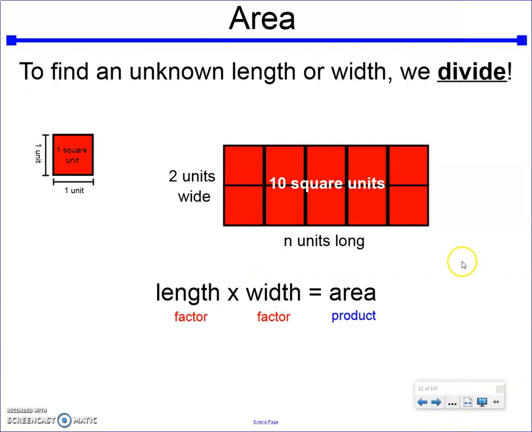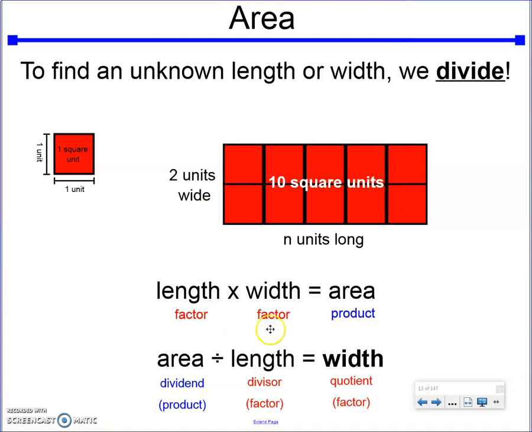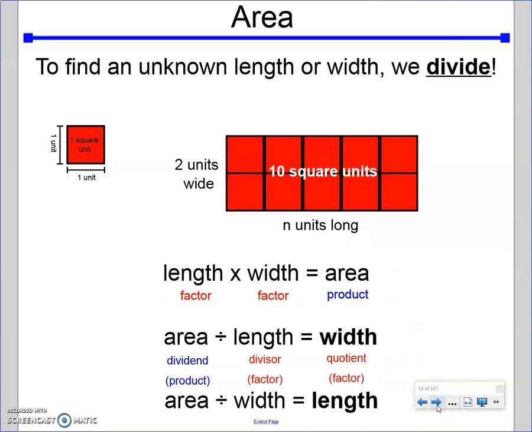To find an unknown length or width of a rectangle, we divide. We would take the dividend, the product, the area, and we would divide it by the known piece of information. In this case, we would divide it actually by the width, even though this says length, because we know the width is 2. And that would tell us the missing information. If our divisor is the width, or how wide it is, then the quotient is our length, how long it is. Alternately, if we do not know the width, we divide area divided by length to find the width.